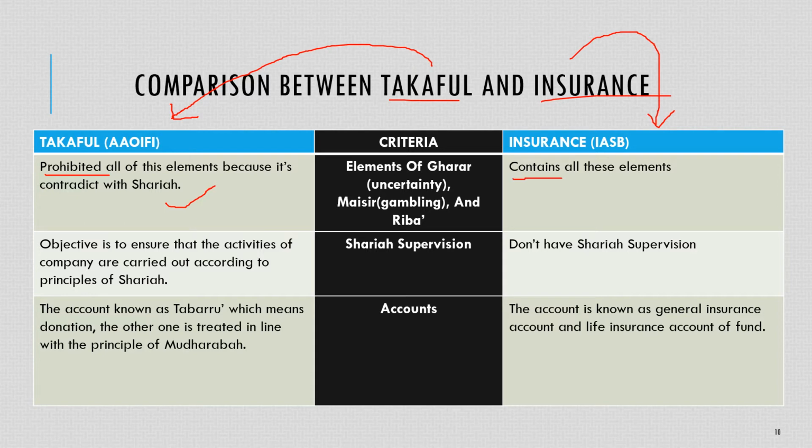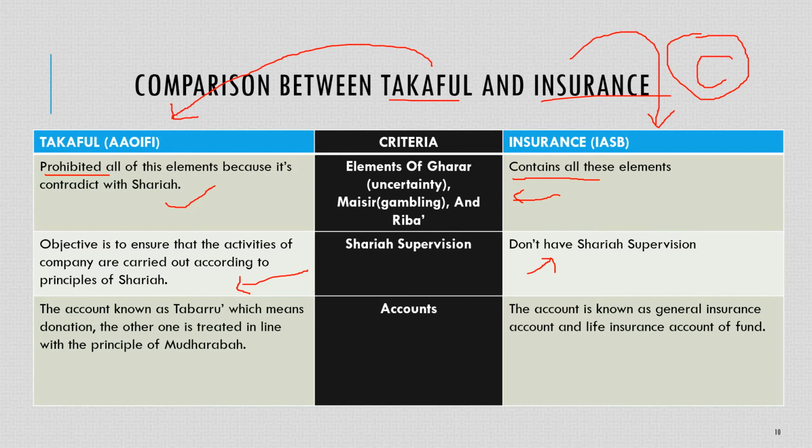But insurance has all these elements: riba, maisir, gharar. But for syariah supervision, the objective is to ensure that the activities of the company are carried out according to the principles of syariah. So, takaful follows the principles of syariah, but insurance does not have syariah supervision. Why is syariah supervision needed? To ensure IFIs or Islamic banks run their business according to syariah. But because insurance is usually provided by conventional banks, it will not have syariah supervision.